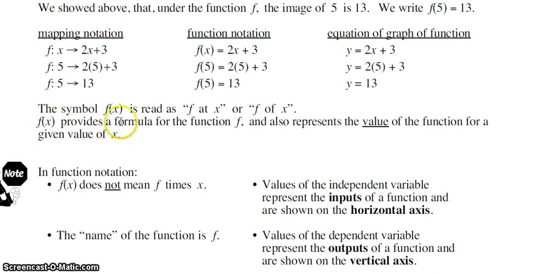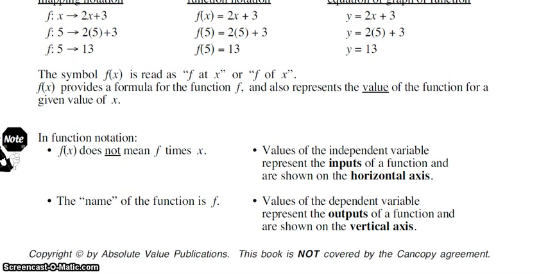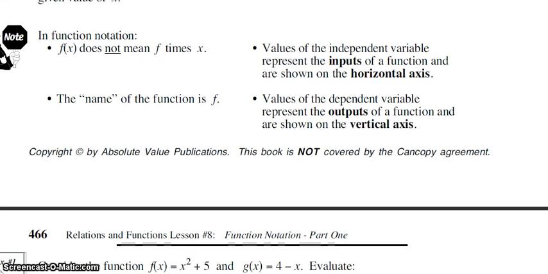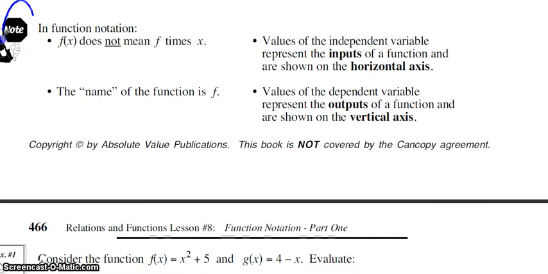So f of x provides a formula for f. It represents the value. So when you say f of x together represents y, when you see x alone it represents x. I mentioned it many times, but people tend to confuse or mix it up. All right, so note, in function notation, f of x does not mean f times x. This bracket is not actually an operation in the bracket. It has nothing to do with bad maths. It's a notation. It's a way to write it. So you always write f of x together as one unit.